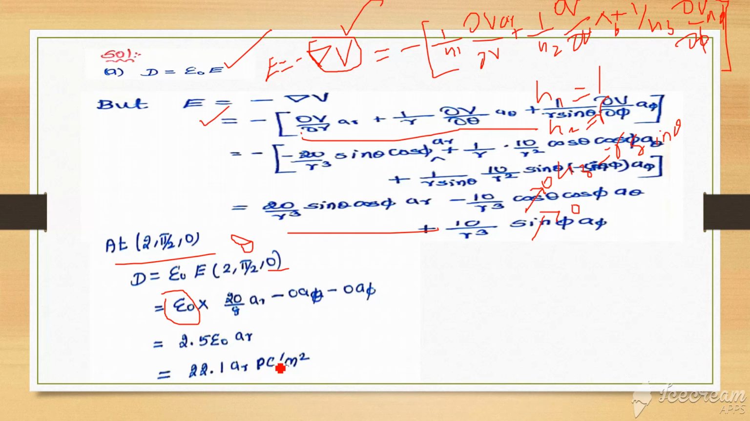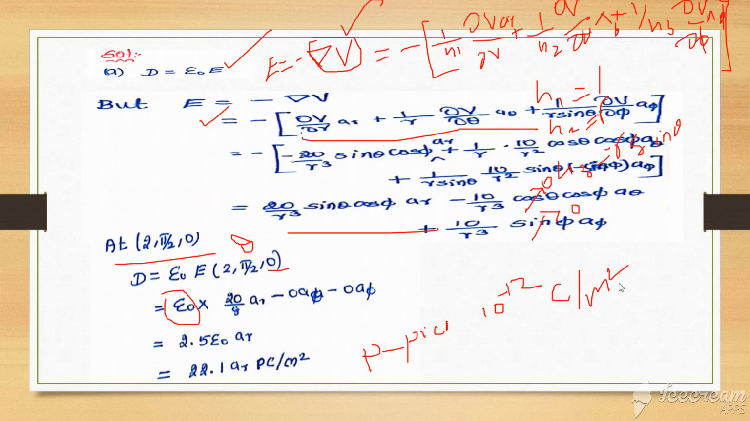21.1 AR picocoulomb. Here P is nothing but pico. Pico is nothing but 10 power minus 12, so 10 power minus 12 coulomb per meter square. This is the answer for the first subdivision.